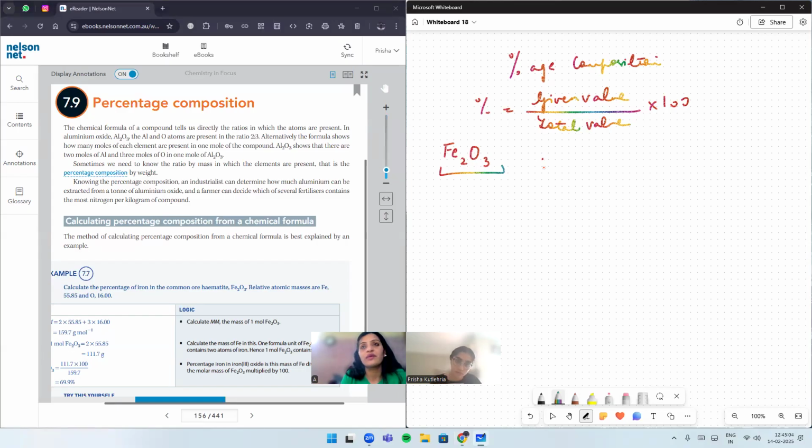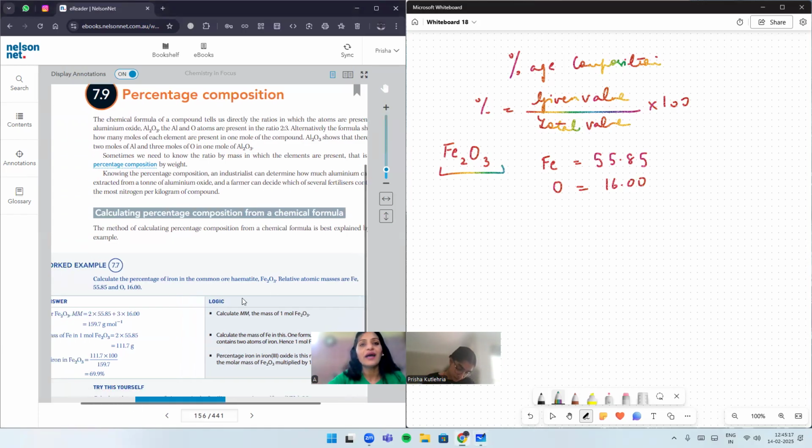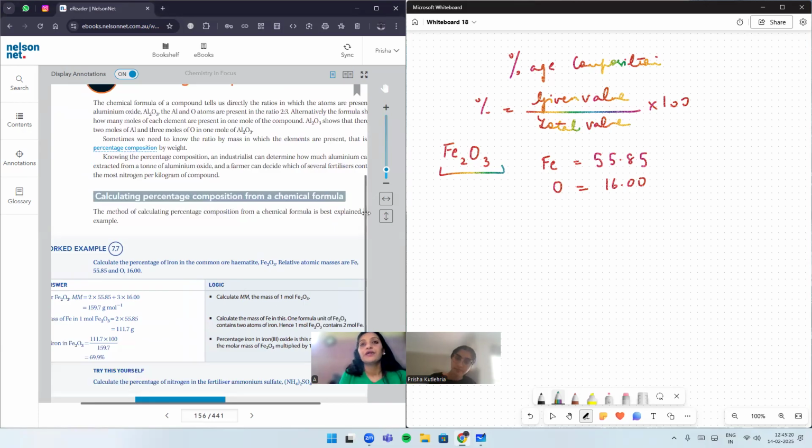We will be requiring the atomic masses of iron and oxygen that we know. So relative atomic mass of iron is 55.85, and for oxygen it is, we know, 16.00, right? So now, what about the percentage of iron as well as oxygen? For calculating the percentage of iron, the very first step, after getting the atomic masses of the constituent elements in the compound, is to calculate the total molecular mass of that Fe2O3, right?